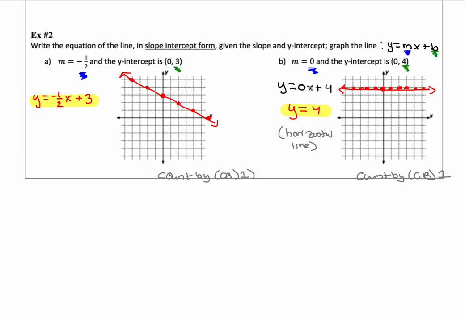And again, y equals 0x plus 4 is not wrong, but it is not written this way because 0 times x is in fact 0. As a reminder, 0 slope is a horizontal line. Undefined slope is a vertical line.